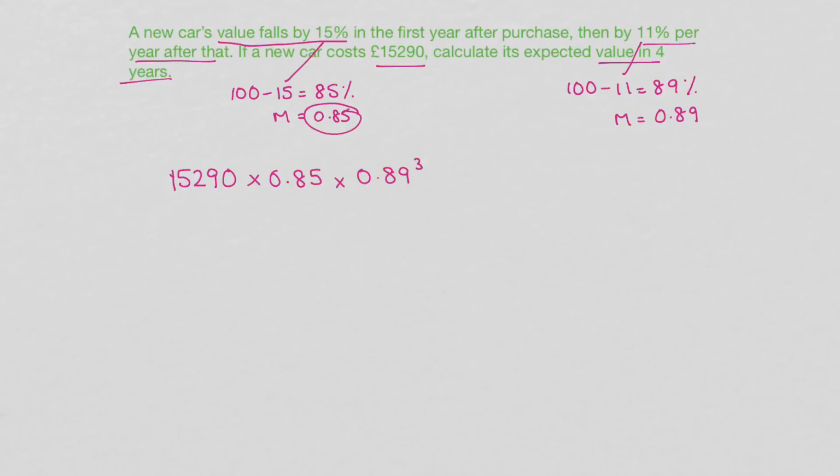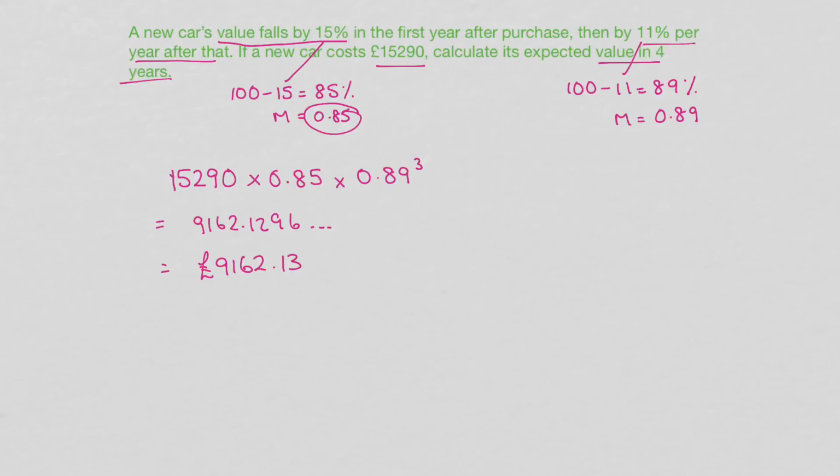Okay, so working that out on a calculator is 9162.1296 and some other numbers. So £9,162.13. Okay, so remember, you don't have to work out the value at the end of each year.